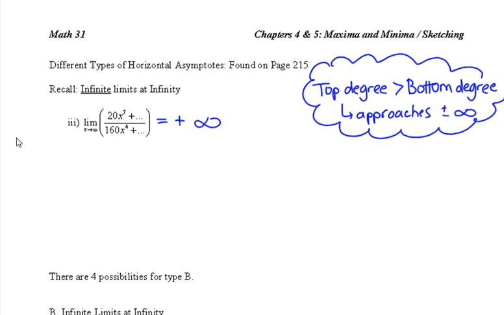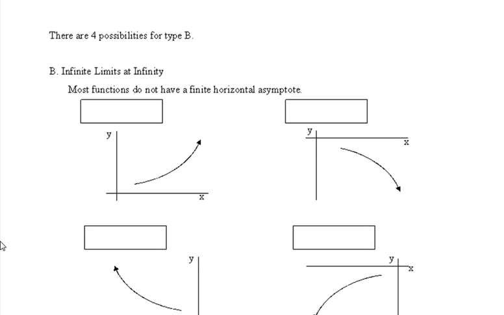For this one, it would be positive because the leading coefficient is positive. So there are 4 possibilities for type B. That's the example above, when we approach positive or negative infinity, so we can have our limit as x approaches positive infinity. As x approaches positive infinity, y approaches positive infinity.